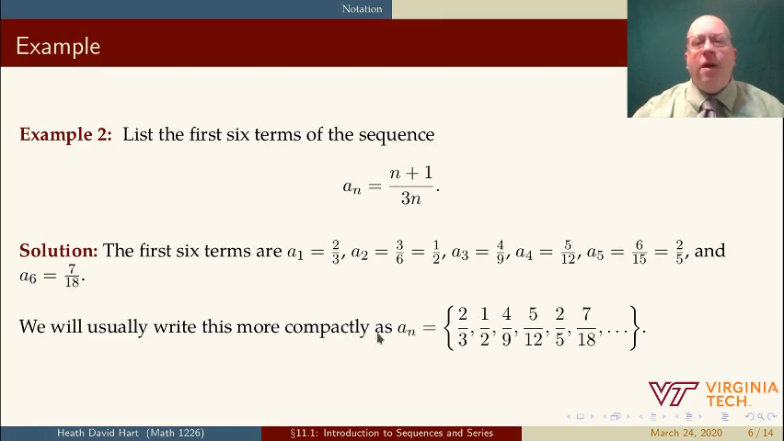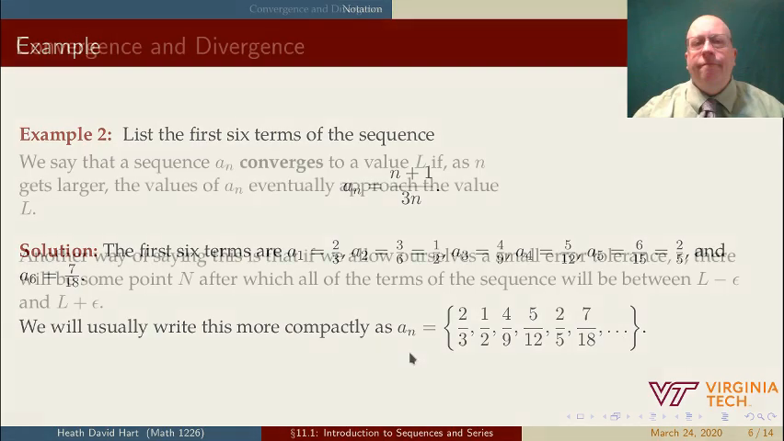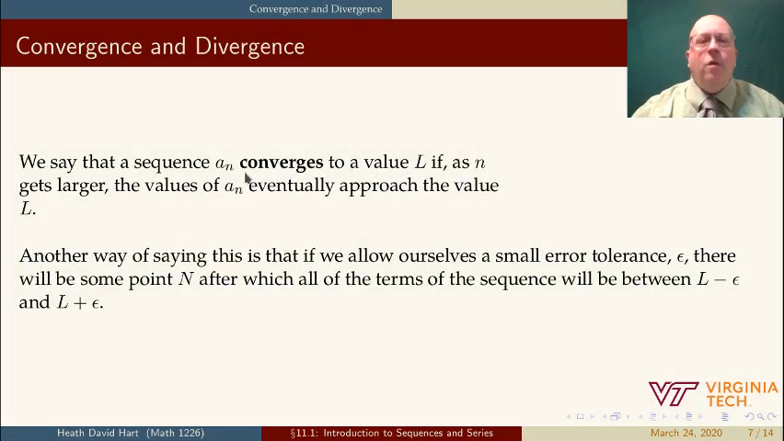We can write this more compactly as a list enclosed in curly braces of the terms of the sequence, and the sequence continues on infinitely far. We say the sequence converges to a value L if, as n gets larger, the values of a sub n approach the value L. Another way of saying this is if we allow ourselves a small error tolerance, epsilon, there will be some point in the sequence after which all of the terms will be between L minus epsilon and L plus epsilon.